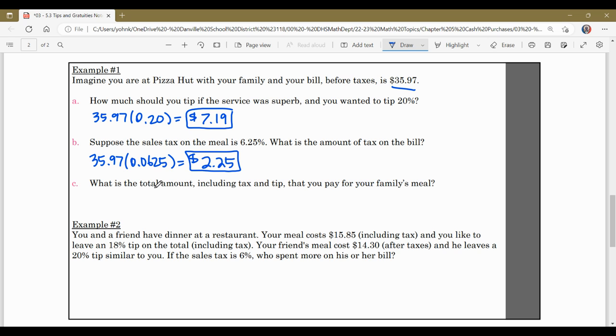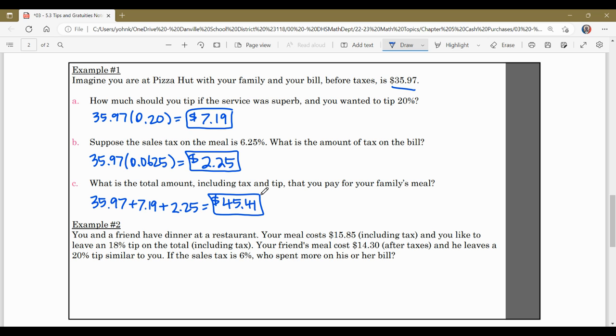So now, if I want to find the total amount, including tax and tip, that you paid for your family's meal, I would take again the price of the pre-tax meal, $35.97, add the tip, $7.19, and add the tax, $2.25. This is going to give me a total bill of $45.41. So some people tip on the pre-tax amount and some people tip on the after-tax amount. So it just depends how the problem is worded.